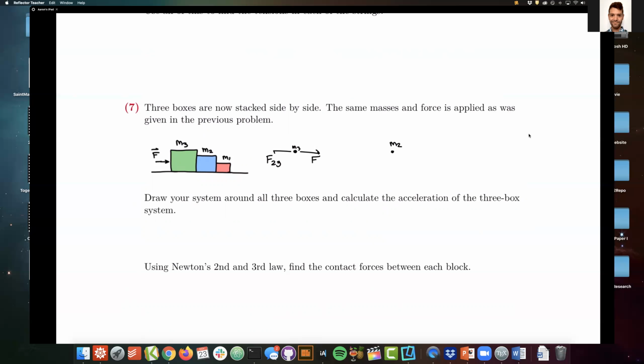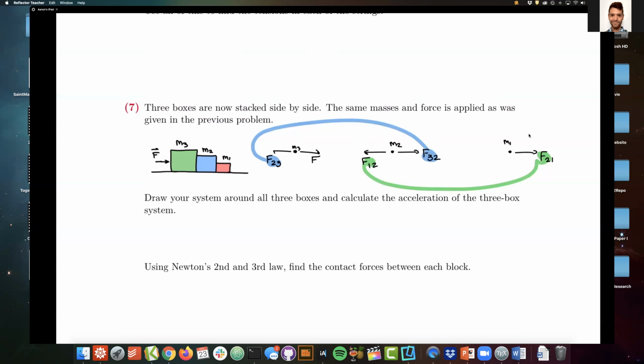For M2, the force of box 3 on box 2 is pushing to the right. It's touching the green box. And then it's also touching the red box. So the force of box 1 on box 2 is pushing it to the left. And then M1 is only touching one of the boxes, so it's feeling a force from box 2 on box 1. The third law pairs, that's a pair, and that's a pair as a result.